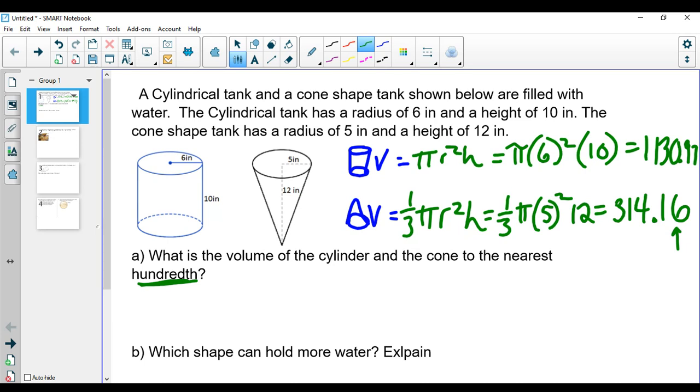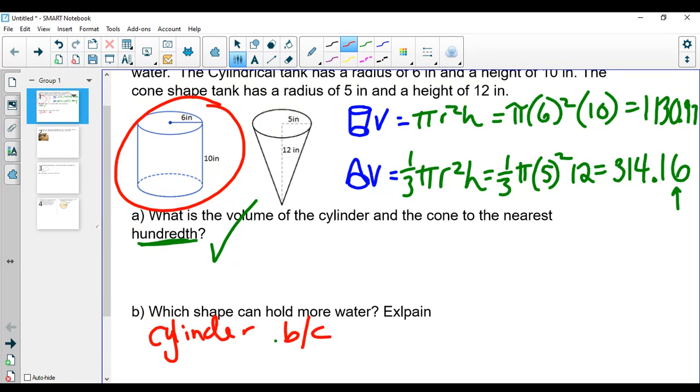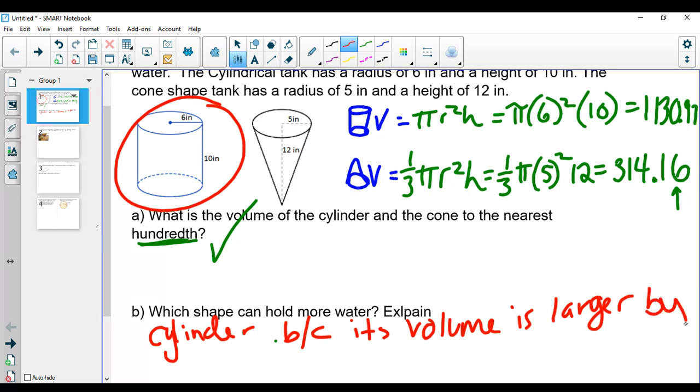All right, so in question B, we found the volume for both, and now we're going to go to part B that asks which shape can hold more water. The shape that holds more water is the cylinder, and to explain, the volume is larger. If you subtract the numbers, you would get that it's larger by 816.81. Okay, so that is the first example, and those were the 2 volumes.